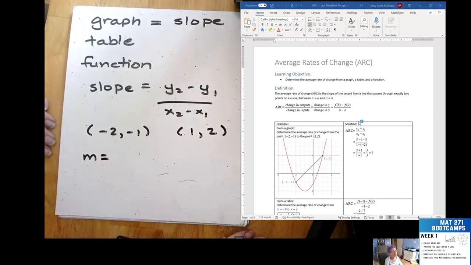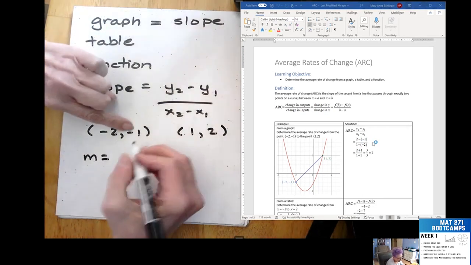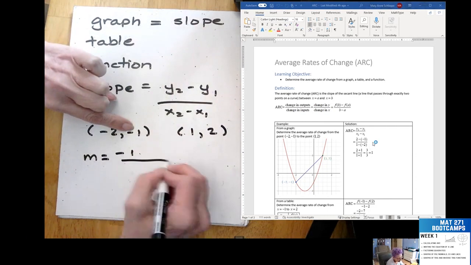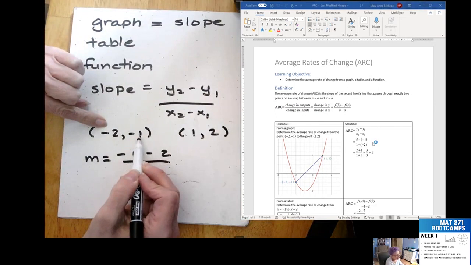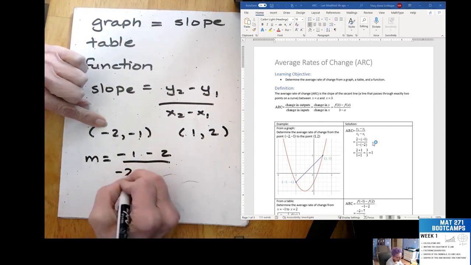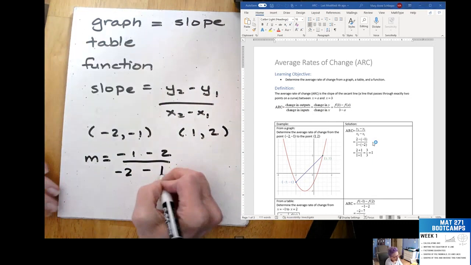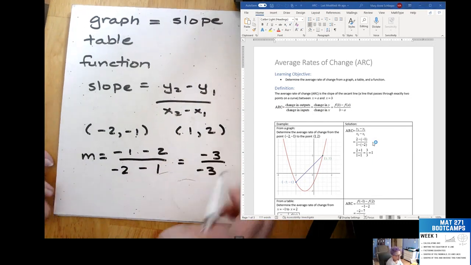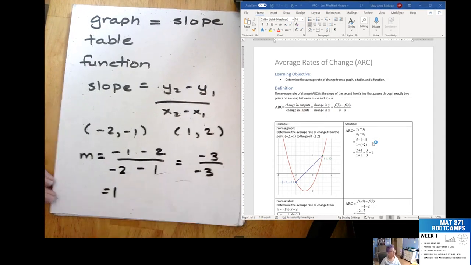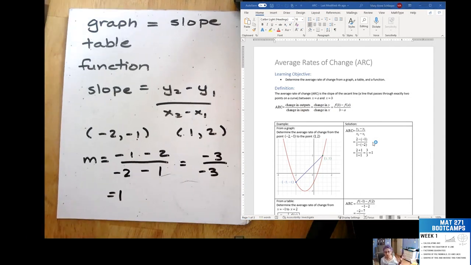Now, just to prove that it doesn't matter which one I put first, on my document here, I put the point 2, 1 first. This time I'm going to start with -1, -2 on top. And since the -1 came first on top, the -2 has to come first on the bottom. And I still end up with -3 over -3, which is equal to 1. So it doesn't matter which one comes first as long as you're consistent.